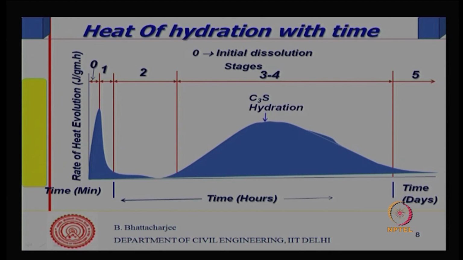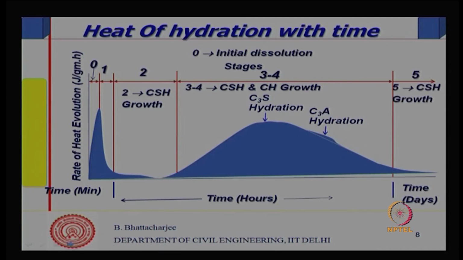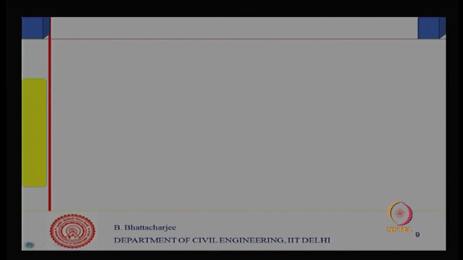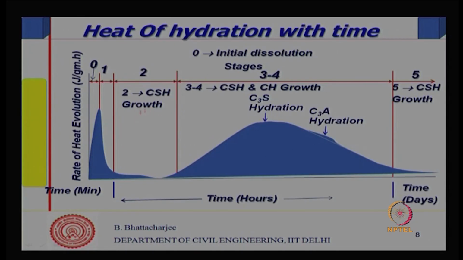Then stage 1 is the dormant period. Stage 1 is ettringite formation, stage 2 is some C-S-H growth, 3 and 4 are also C-S-H growth, and 5 is again C-S-H growth. So, initial C-S-H growth occurs at this stage, and stage 0 is the initial dissolution period.